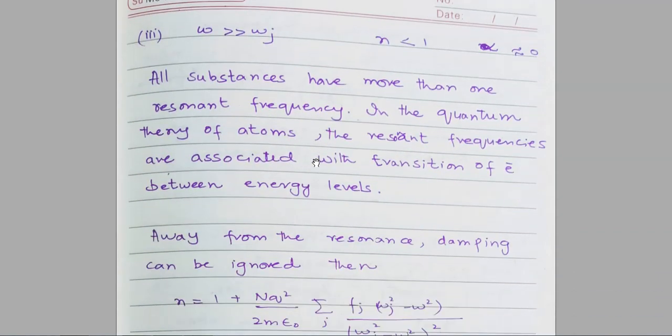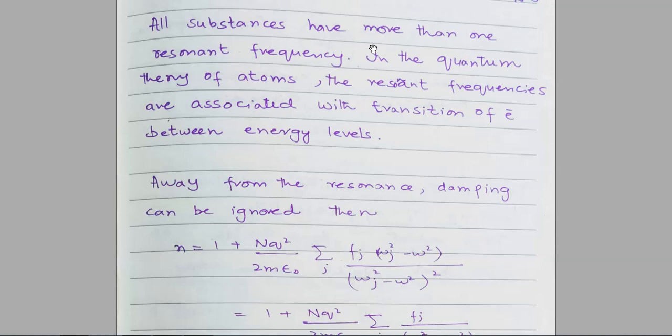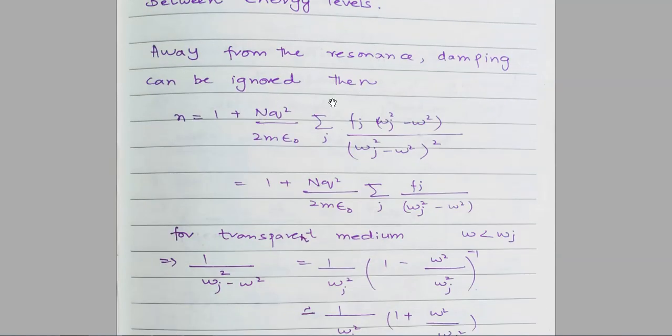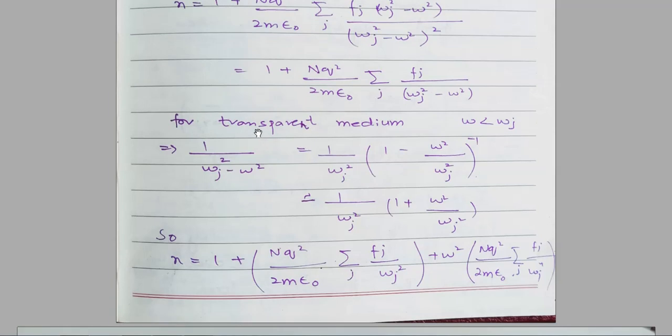In the end, I have written that all substances have more than one resonance frequency. In the quantum theory of the atom, the resonance frequencies are associated with transitions of electrons between energy levels. Away from the resonance, damping can be ignored, and then you can write the refractive index in the form of this equation. For a transparent medium, when omega is much less than omega j, before the resonance, the refractive index can be written in this form, and you have replaced this with coefficient a, and this with coefficient b.